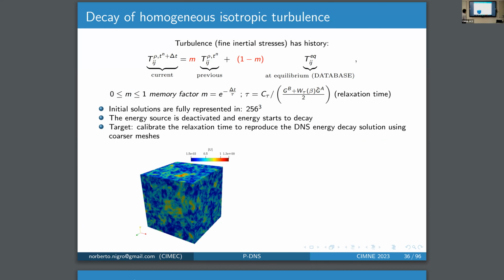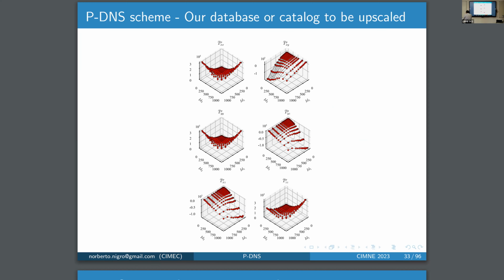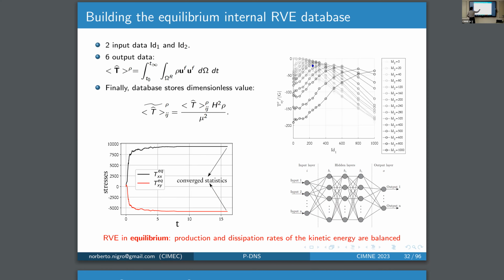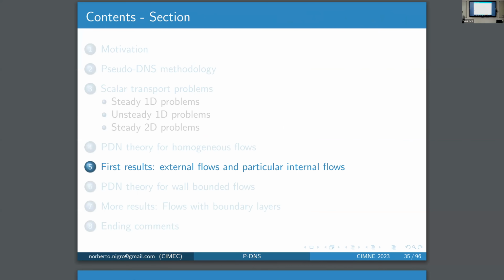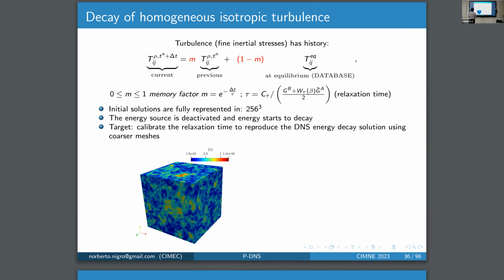First results. One topic that is very important is that when we construct the database, we assume the equilibrium. We assume that the problem reaches the equilibrium. But in the computation of the flow, this equilibrium may not be reached. So you have to take into account this different situation, and for that, in order not to include the time, because for the time it was a very difficult problem, we use some sort of memory factor.